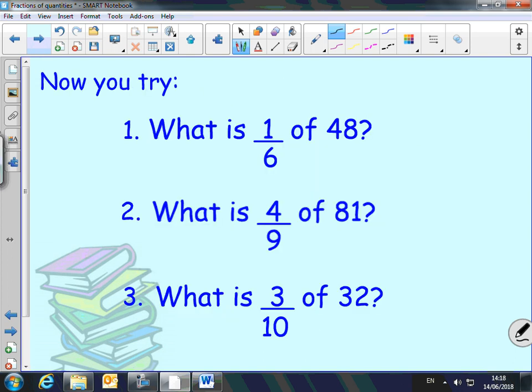So over to you now. I'm going to give you the opportunity to try these yourself. 3 questions: 1/6 of 48, find 4/9 of 81, and 3/10 of 32. So if you just hit pause just now, and then once you've worked through these, just hit play again, and I will go through the answers with you.